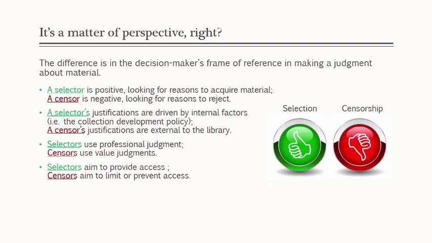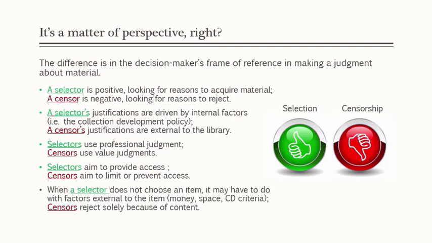So back to the good selectors, bad censors. Selectors aim to provide access and censors aim to prevent access. When the selector does not choose an item, it may have to do with factors external to the item: no money, no space, not part of the collection development criteria. But censors reject solely because of content. So it's all in how you spin it.